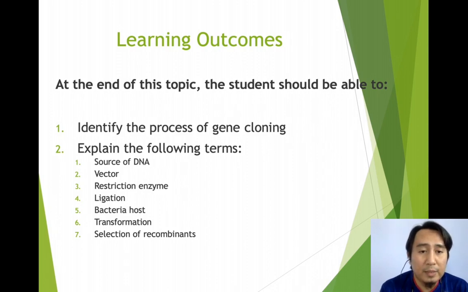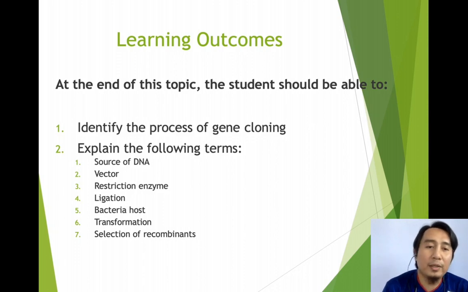And number two is to explain the following terms that we are going to use in this chapter 4. The first one is source of DNA. What is a vector? What is a restriction enzyme? What is ligation? What is a bacterial host, transformation, as well as selection and recombinants? I already covered this in my first lecture with you, and I hope you still remember everything.